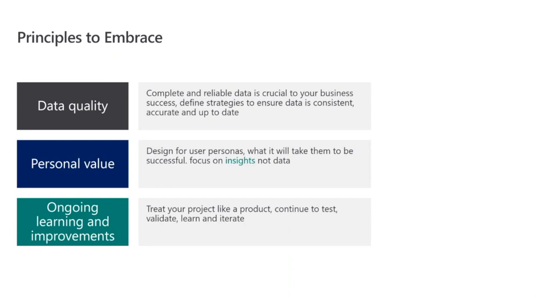The second principle is personal value. Focus on what the user needs. Break down your user groups into different personas and start from there. Everyone is using the same set of entities in the system, but it's how it's being represented to each user group. Focus on insights, not data. How you're going to deliver the value for each user using the system.